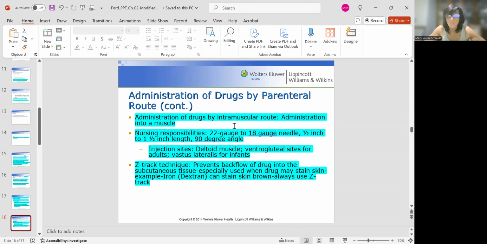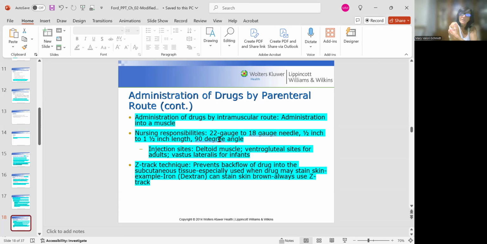So intramuscular, 22 gauge to 18 gauge. Remember, the bigger the number, the smaller the needle. The smaller the number, the bigger the needle, the wider it is. So an 18 gauge is a pretty wide needle, and it should be 1/2 inch to 1.5 inches long. And IMs go in at a 90-degree angle. What are the sites? Ventrogluteal for adults, which is the hip bone, and it's right here. The vastus lateralis for infants, which is the thigh, and the deltoid is the other site for adults.